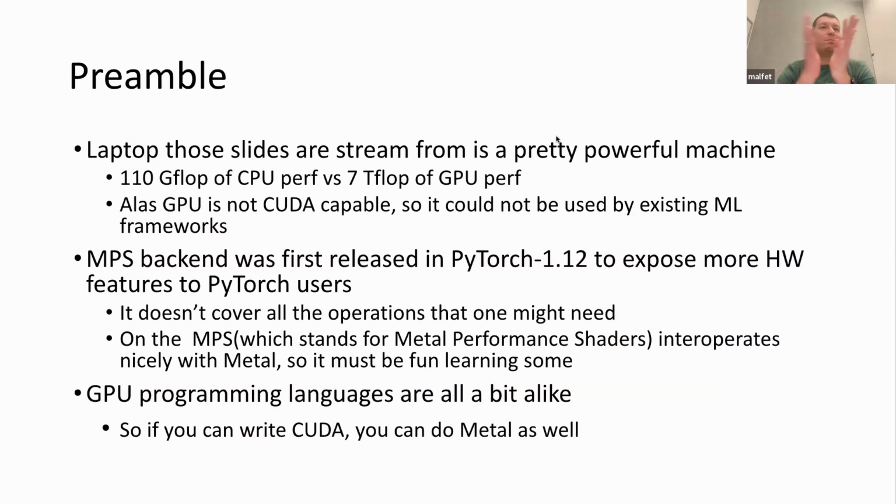So, preamble: why we're talking about this. The laptop the slides are streamed from is a pretty powerful machine, but if you compare the CPU performance to GPU performance, and again, I did napkin math, I didn't measure it, this one has 8 cores running at 3.5 gigahertz, and it can execute 4 floating point operations per cycle. So that gives us about 110 gigaflops. On the other hand, this machine has a 19-core GPU, which, if you do napkin math, gives you roughly 7 teraflops of GPU performance. I don't know if it's possible to achieve this theoretical throughput. I haven't been able to, but at least that's the theory.